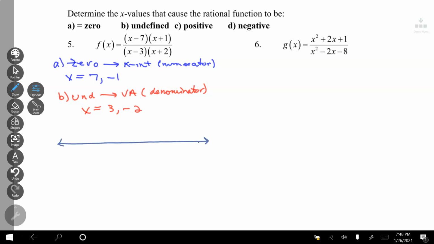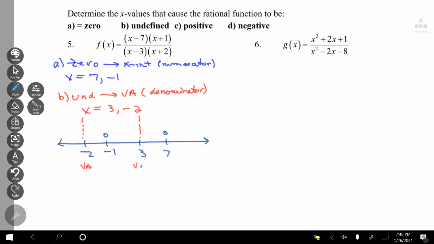So the smallest number here is negative 2. The next one is negative 1. The next one is 3. The last one is 7. And 7 and negative 1 are zeros or x-intercepts. And negative 2 and 3, I'm going to make the little dashed lines.